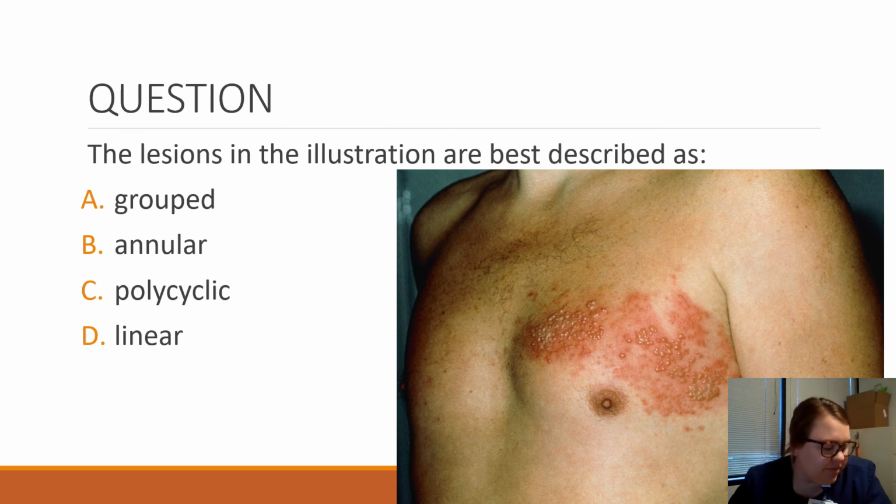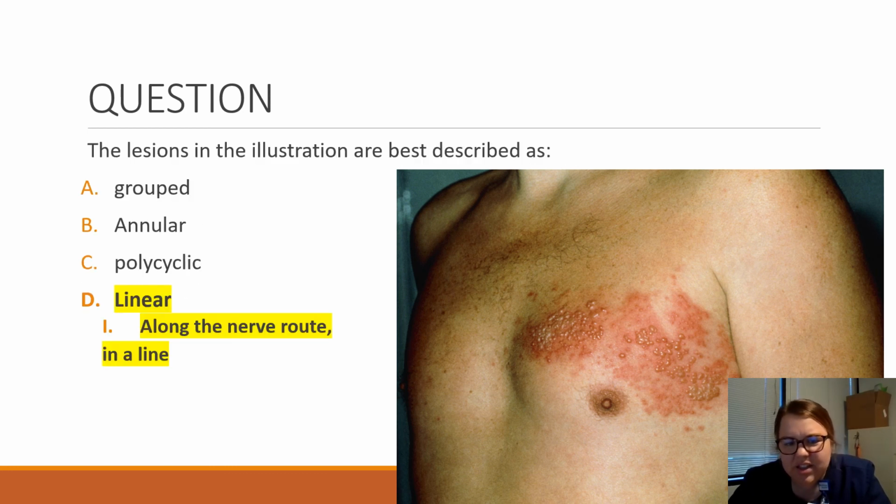So here's a question. The lesions in the illustration are best described as grouped, annular, polycyclic, or linear. What do you think? It's linear. So this is actually herpes zoster, so shingles, because it's along the nerve root. Okay.